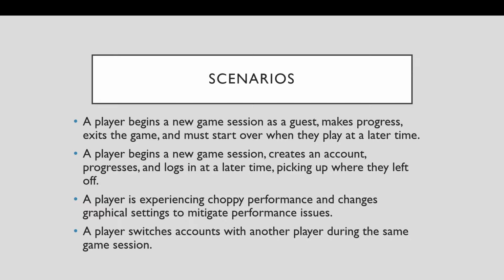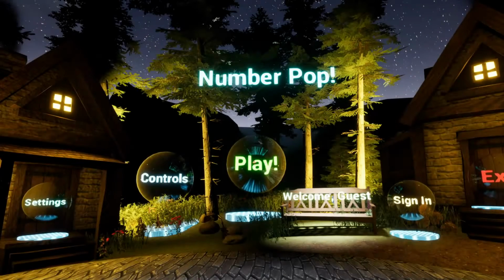The third scenario will demonstrate when a player is experiencing choppy performance and changes graphical settings to mitigate performance issues. And then the fourth and final scenario will demonstrate when a player switches accounts with another player during the same game session.